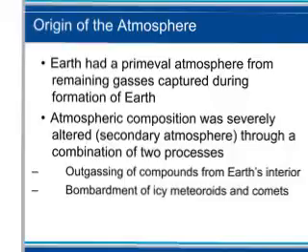So Earth originally had a primeval atmosphere from remaining gases captured during the formation of the Earth. And that atmospheric composition was severely altered, though, into a secondary atmosphere through a combination of two different processes. And those two processes are the outgassing of compounds from the Earth's interior and the bombardment of icy meteoroids and comets.